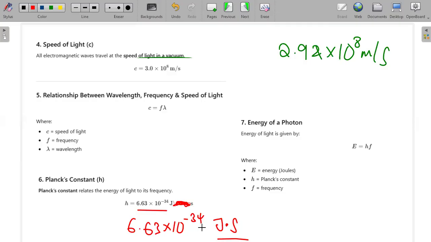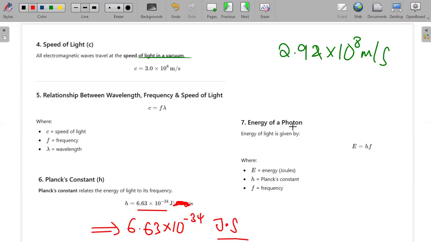I've seen in some examinations or tests, they will put this constant on the front cover of the chemistry paper, but some don't put it. So it would be better if you just master it. It's just 6.63 times 10 to the power minus 34. So that's Planck's constant. It will be very important when we are finding the energy of a photon.